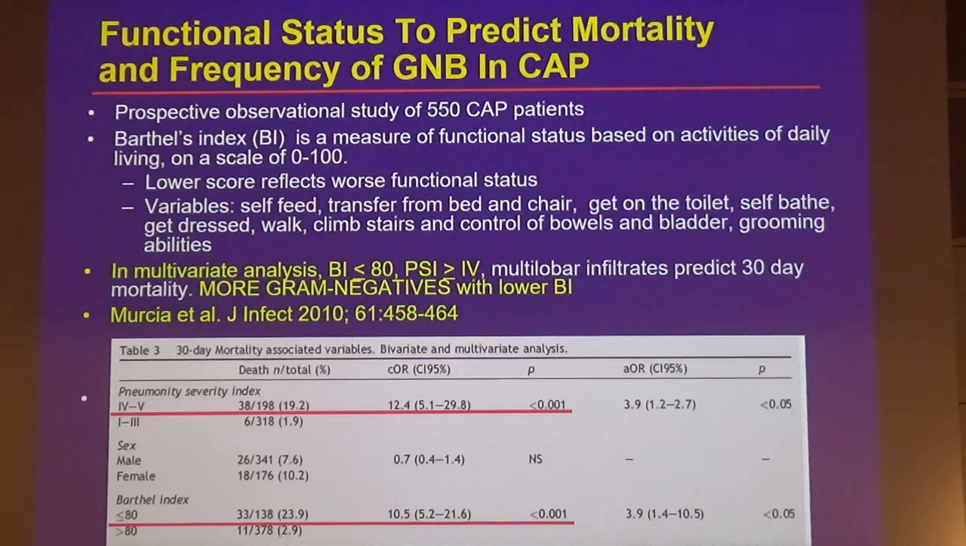There is a measure called the Barthel's Index, which includes a variety of different variables listed here. The lower the Barthel's index, the more impaired functionally patients are. And what you can see here is that the mortality rate in the setting of pneumonia, in this case gram-negative pneumonia in the setting of community-acquired pneumonia, is tremendously higher in patients with a low Barthel's index. The frequency of gram-negatives and the mortality rate is much higher with a low Barthel's index than with a higher Barthel's index, and this is another important factor.